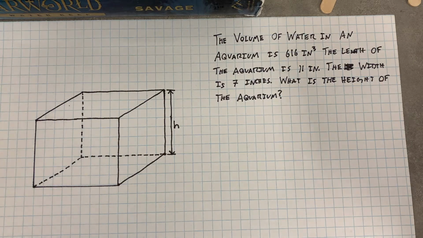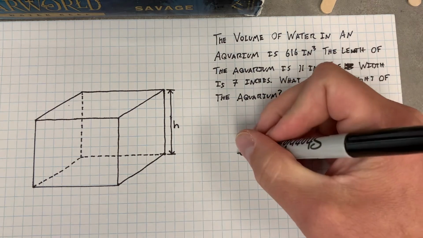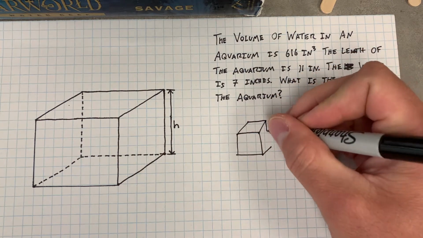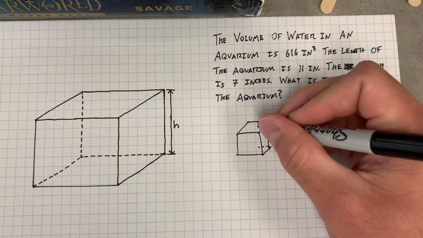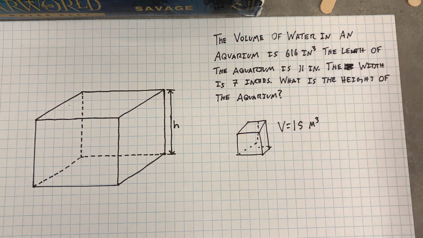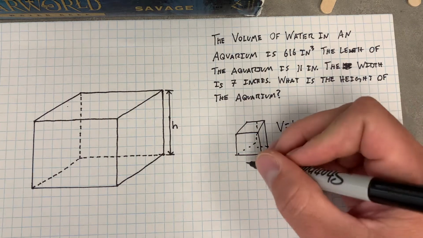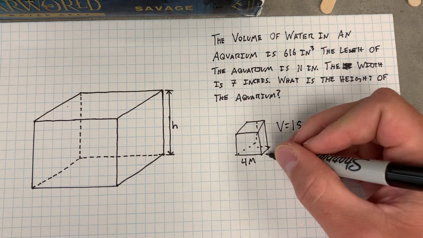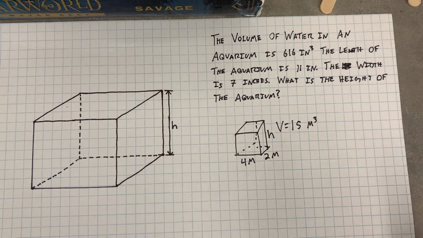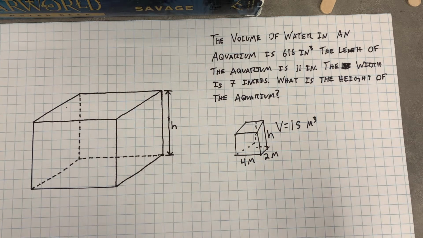Okay, guys, what I want to do with you today is working with volume. I want to be able to find the missing dimension. For example, if I was to give you a rectangular prism, and I gave you everything, I'll draw a quick one right here. If I was to give you a prism and I gave you the volume and base, so let's say the volume equals 15 meters cubed, and we've got a base of 4 meters and a width of 2 meters. What is the height? That's what I want to do today. I want to be able to use the volume to find a missing dimension of a rectangular prism.